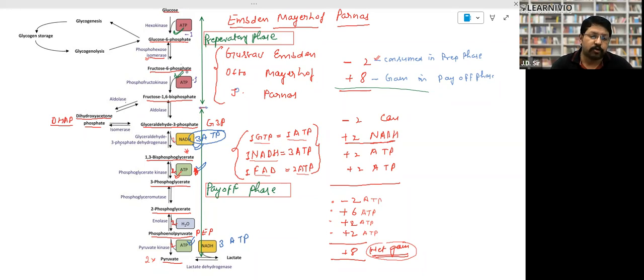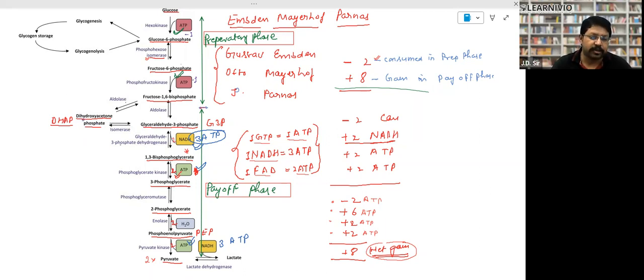Now, fructose 6-phosphate changes into fructose 1,6-bisphosphate. Till this point, we call it the preparatory phase, right? After that, fructose 1,6-bisphosphate breaks down into two types of molecules: dihydroxyacetone phosphate (DHAP) and glyceraldehyde 3-phosphate. DHAP cannot participate in glycolysis. Hence, again it converts into glyceraldehyde 3-phosphate.